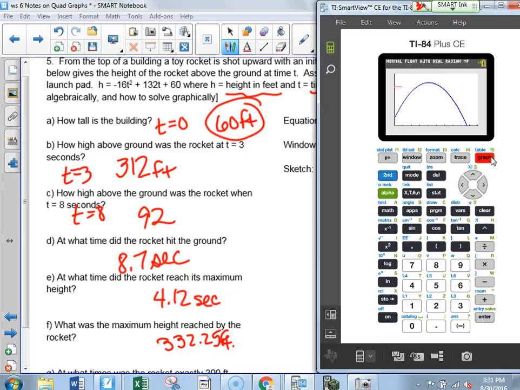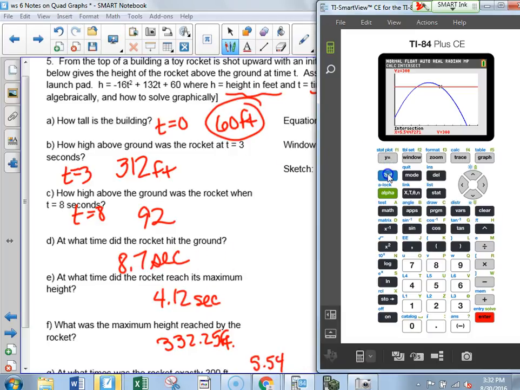And then what I actually want to know is the 2 intersection points here and here. So it's second trace, intersection, and you can just go enter, enter, enter. And it says at what times, so 5.54 is one of the times.